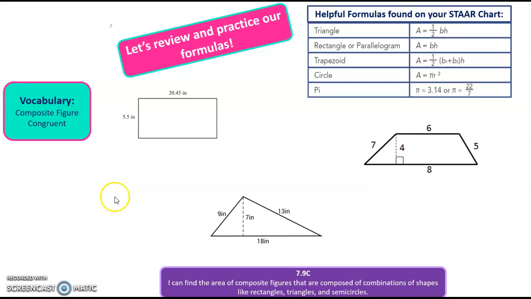All right, everyone, let's take a look at our composite figures. So when you are looking at these figures, let's review our formulas. Notice we have a triangle down here. This is going to be the formula for that triangle. Remember, these are all found on your STAAR chart within your STAAR test. You can see these formulas anytime by clicking on that reference chart.